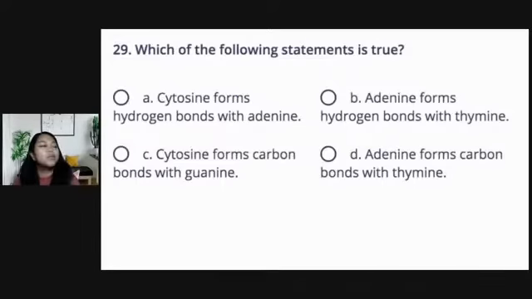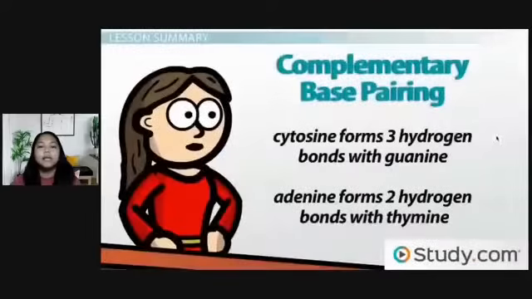All right, so number 29 here, we are looking for the true statement. Which one is true? And the correct choice here would be letter B. Letter B po yung tama dito, no? Adenine forms hydrogen bonds with thymine. Okay, so letter B, adenine forms hydrogen bonds with thymine. Let's take a look at your slide. Now, this is part of your DNA. Pati po siya ng inyong DNA, we have what we call complementary base pairing.